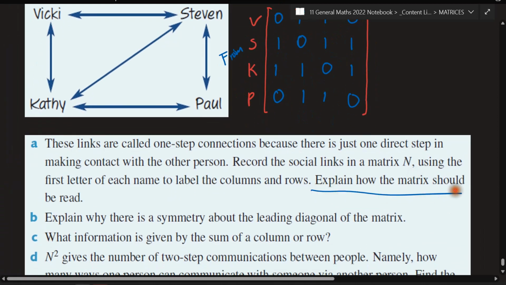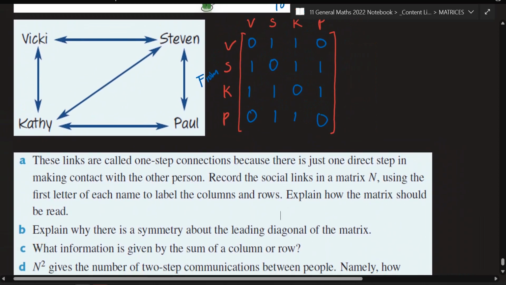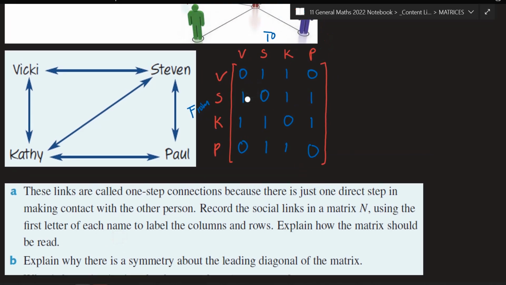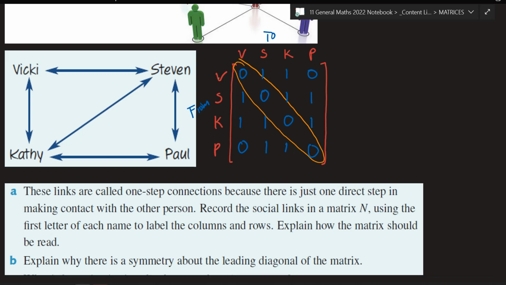Normally, I don't think you really get a question like this in year 11, but you might in year 12. Okay, part B. Explain why there is a symmetry about the leading diagonal of the matrix. Now, what that's referring to, if you look at this leading diagonal with the zeros, look at the numbers on either side of it. There is some sort of symmetry happening. What do you guys think that means? When I say symmetry, it's the same.